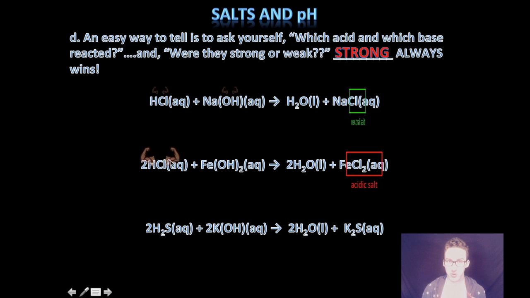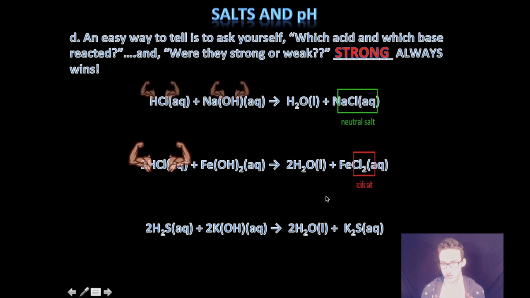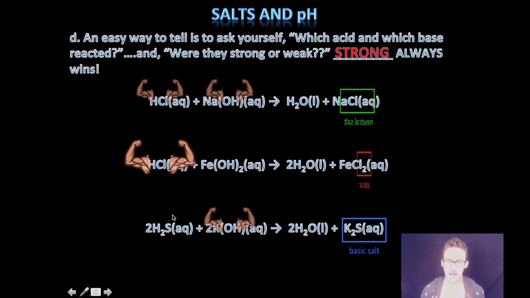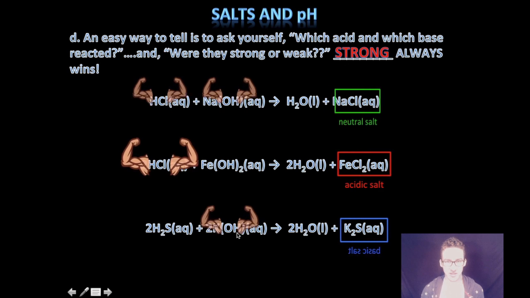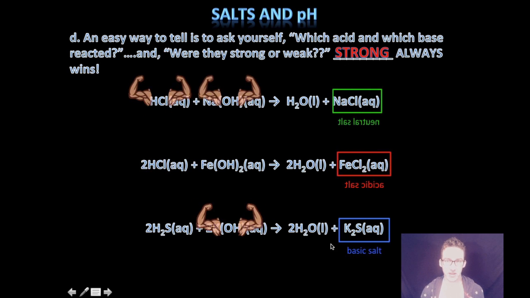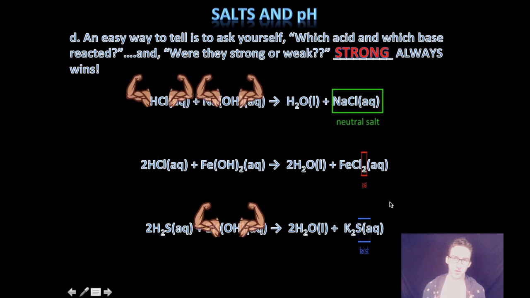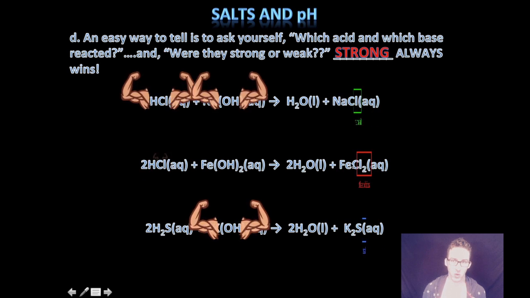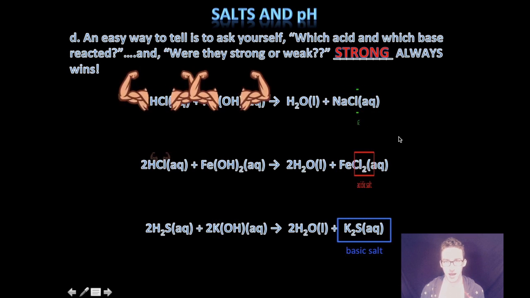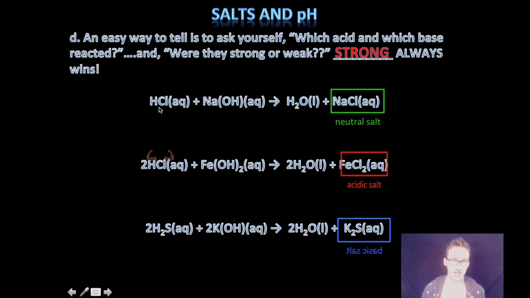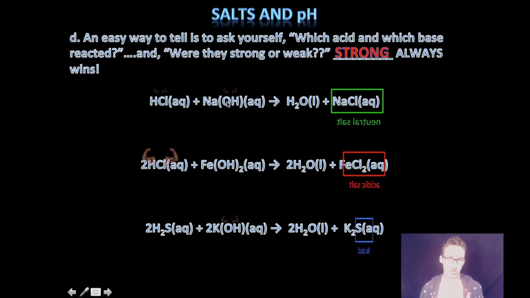In the second example, we had a strong acid and a weak base. So the strong acid wins, which means we get an acidic salt. And finally, we had our weak acid and a strong base. The strong base is going to win out here and produce a basic salt. So that's probably the easiest way to tell what type of salt is going to be forming. Go back to the parent acid and parent base to determine which of them was stronger, and that'll tell you how the salt is going to behave.